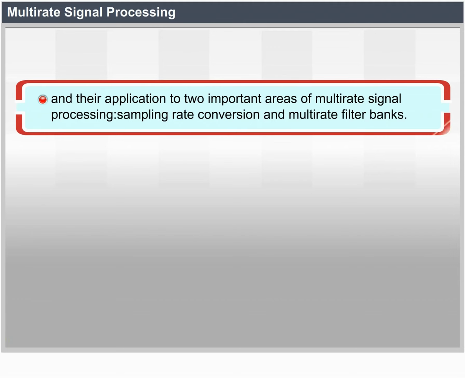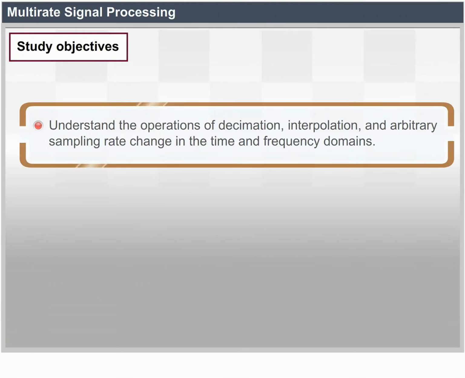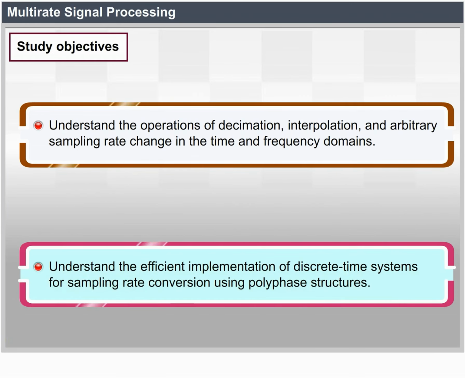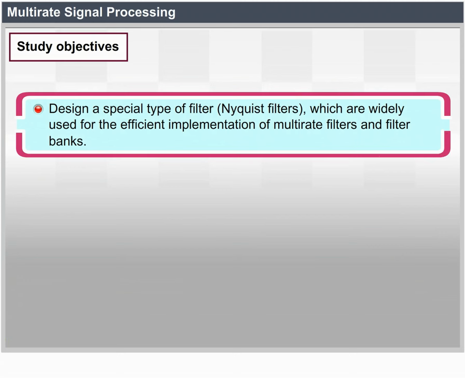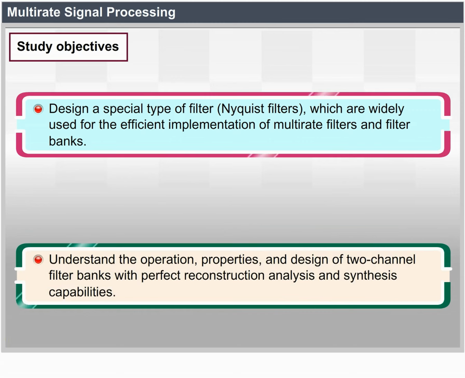Study objectives: understand the operations of decimation, interpolation, and arbitrary sampling rate change in the time and frequency domains. Understand the efficient implementation of discrete time systems for sampling rate conversion using polyphase structures. Design a special type of filter, Nyquist filters, which are widely used for the efficient implementation of multi-rate filters and filter banks. Understand the operation, properties, and design of two-channel filter banks with perfect reconstruction analysis and synthesis capabilities.